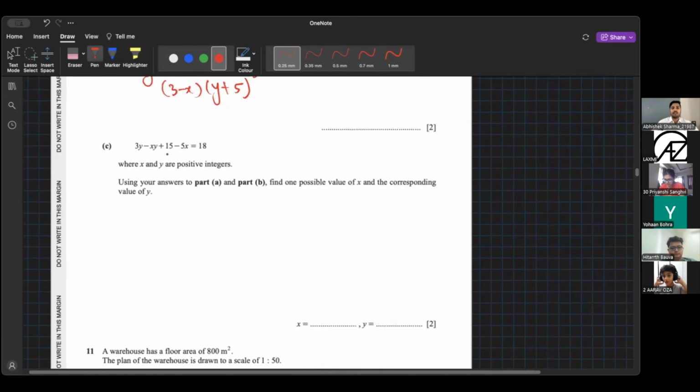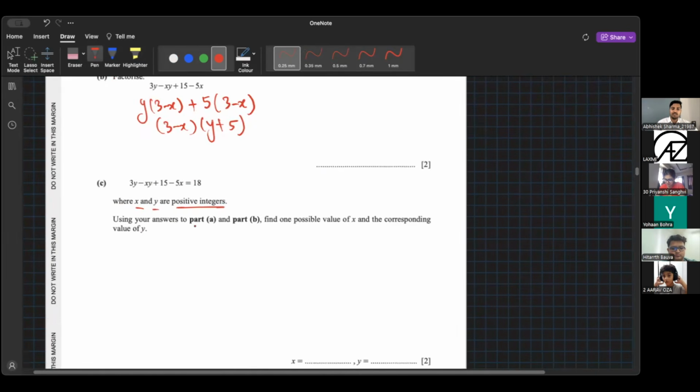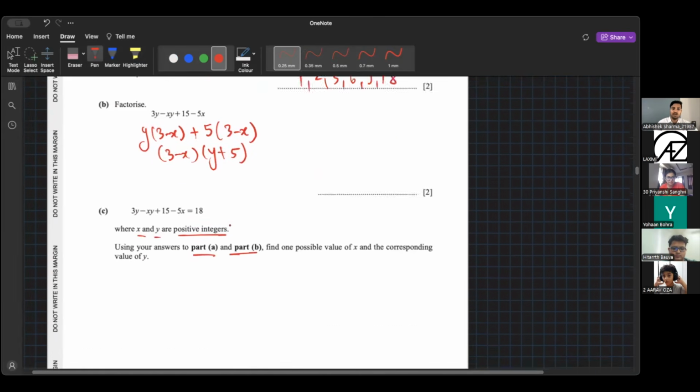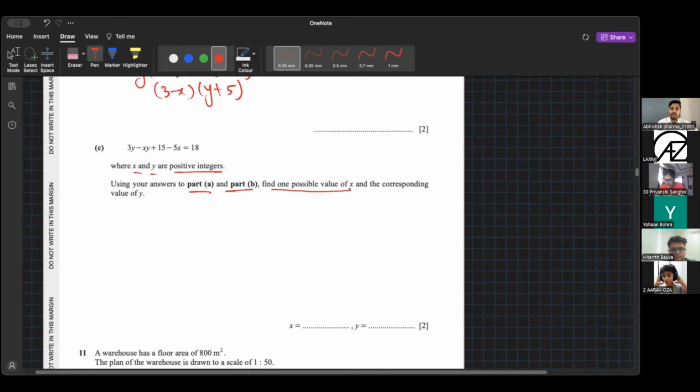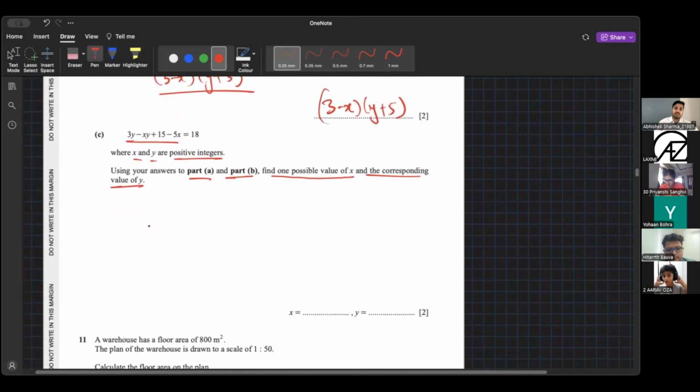Part C. Now they are saying this equals 18 where x and y are positive integers. Using your answers to part A and part B, find one possible value of x and the corresponding value of y. We have to find only one possible value of x and y. We know that this was simplified as the factors 3 minus x and y plus 5. So can we write 3 minus x multiplied by y plus 5 equals 18? It is clearly mentioned x and y are positive integers. It should not be negative.